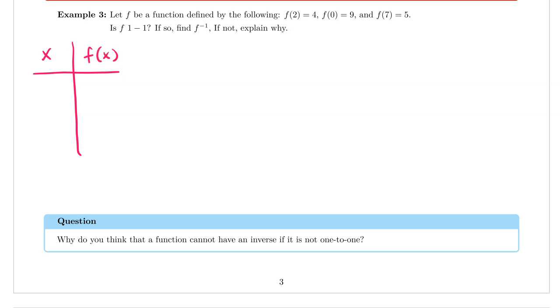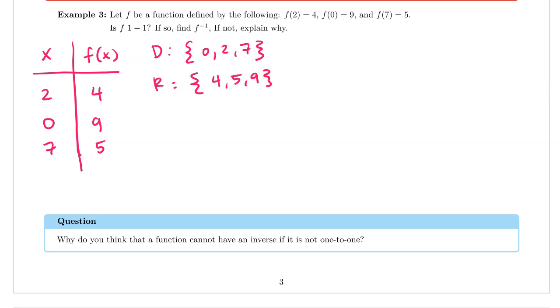And so it says that 2, when we plug it into our function, our output value is 4. If I plug in 0, my output value is 9. And if I plug in 7, my output value is 5. Now, these are the only values that we can plug into our function. So our domain here is the set 0, 2, and 7. So those are the only things we're plugging in. And then our range is the values 4, 5, and 9.